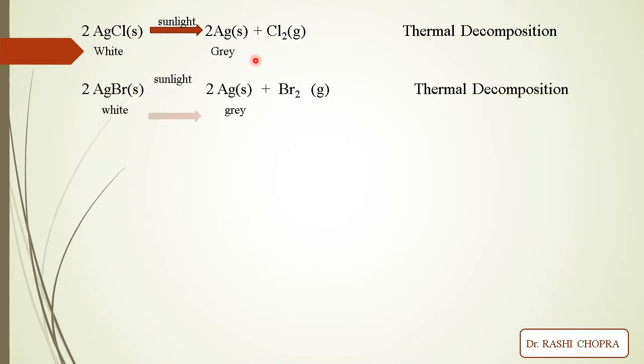Another example of decomposition reaction is that if you keep a bottle of silver bromide crystals in the sunlight, again decomposition will take place and the bottle will have a grayish coating over its walls because of the formation of silver, and Br2 gas would be evolved. This decomposition reaction is actually used in black and white photography.